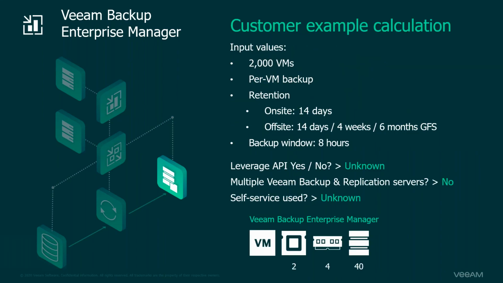The customer calculation for Enterprise Manager is basically just that. They were not sure if they were going to leverage the APIs yet, and they also were not sure if they were going to leverage the self-service restore portal. They only had the one VBR server, so for now they just deployed Enterprise Manager with 2 CPU, 4 gig of RAM. And Enterprise Manager can reside on the same server as Veeam Backup and Replication.